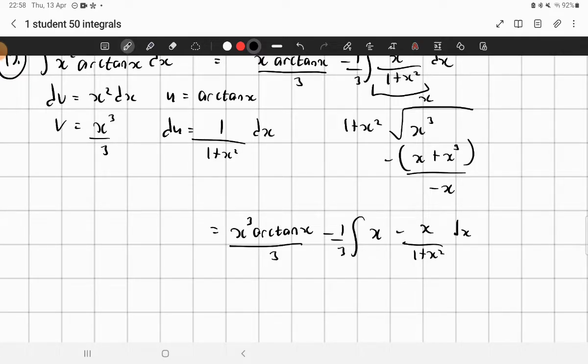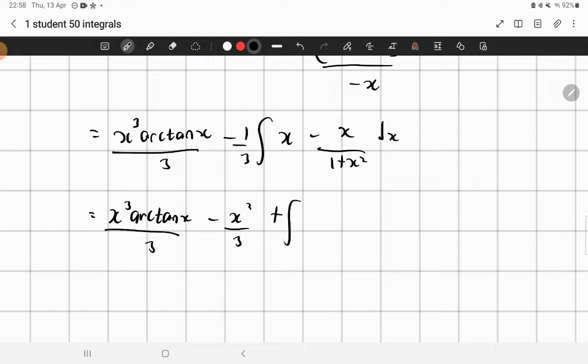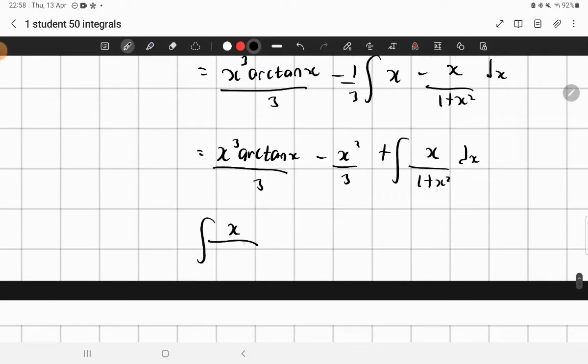All right, so let's move on. Let's continue on. So x over 1 plus x squared. This integral you can solve by using substitution. Let me first solve one by one: x to the power 3 arctangent of x over 3 minus x to the power 2 over 3 plus the integral of x over 1 plus x squared dx. I'm gonna do it separately, so by integrating x over 1 plus x squared dx, I'm gonna do it down here.